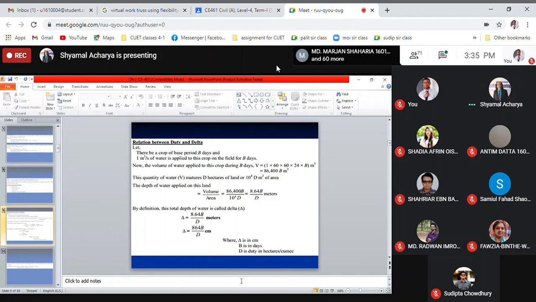1 meter cube in 1 second, in 60 seconds multiplied by 60 in 1 minute, so already multiplied by 60, in 1 hour once again multiplied by 60, in 1 day once again multiplied by 24, in base period multiplied by B days. So it is 86,400 into B cubic meter. This is the total volume of water that will be discharged into the field if you have a discharge capacity of 1 cubic.